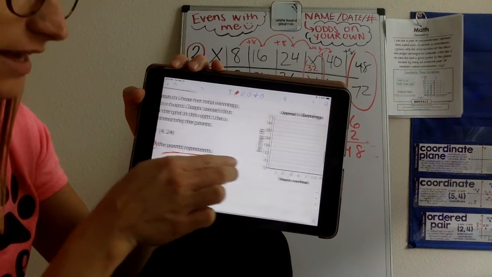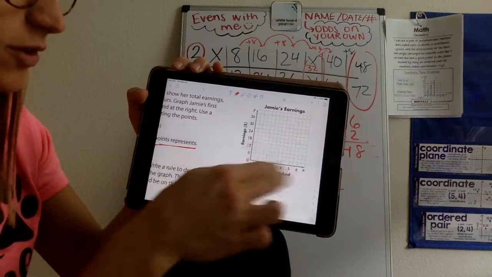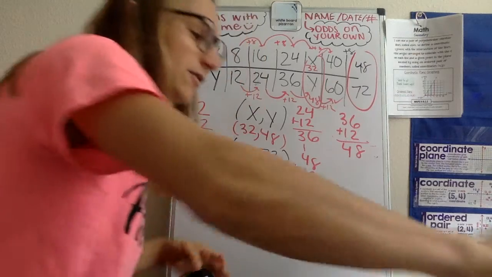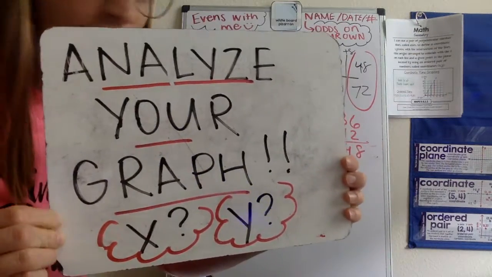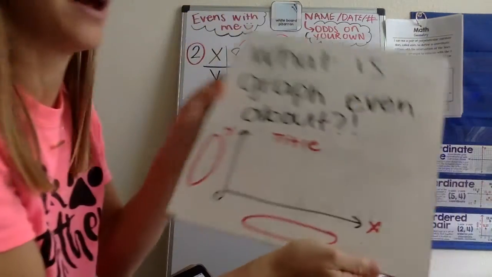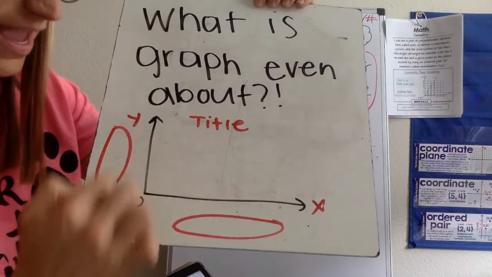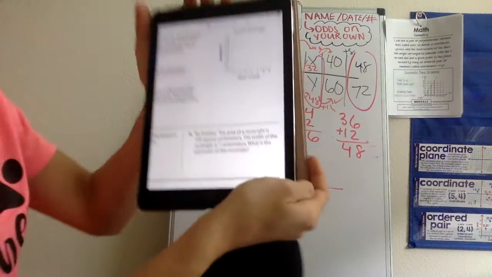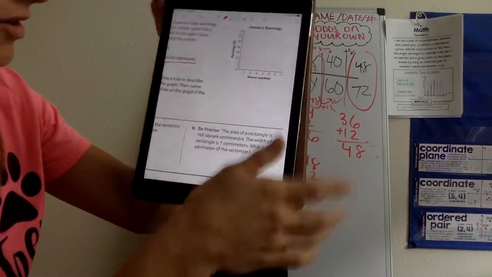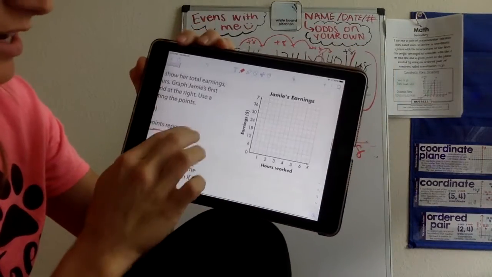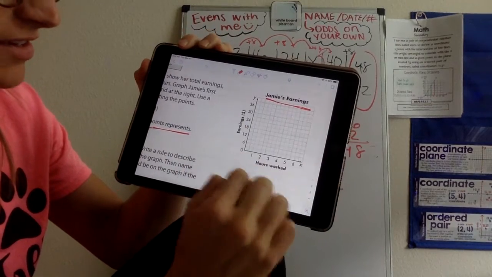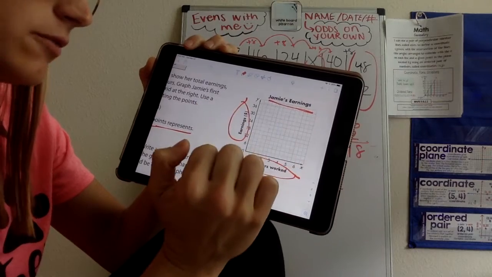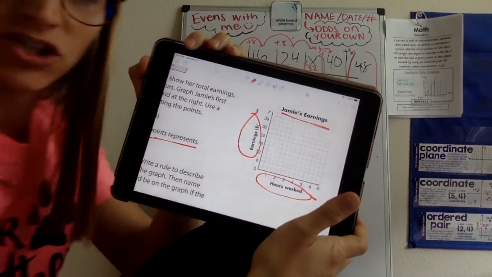Well, we have to come back and look at this chart, okay? Even though they're not filled in, we could still answer this. What do we have to do? We have to analyze our graph. We have to see, what is this graph even about? We're going to check out the title, and we're going to check out the titles for the X and the Y axes, okay? So let's check it out. Oh, this is all money driven. Now this one's talking about Jamie's earnings. We have her hours that she worked, and then the Y represents how much money she actually made.